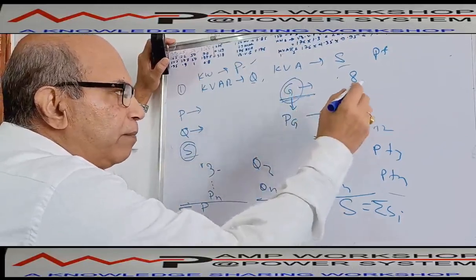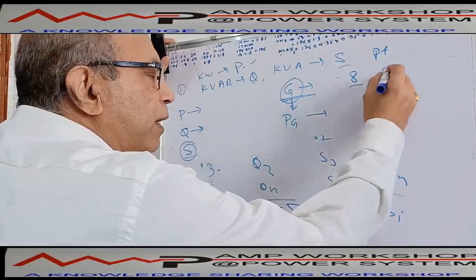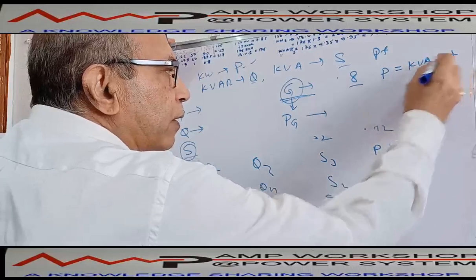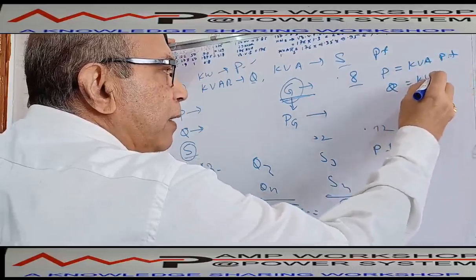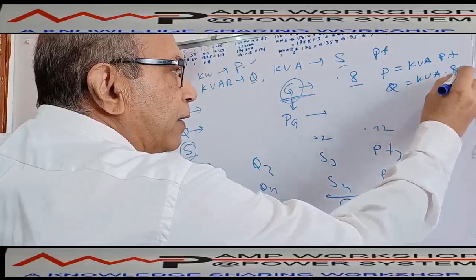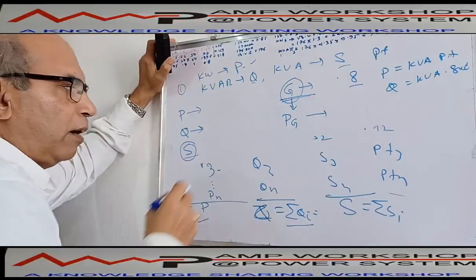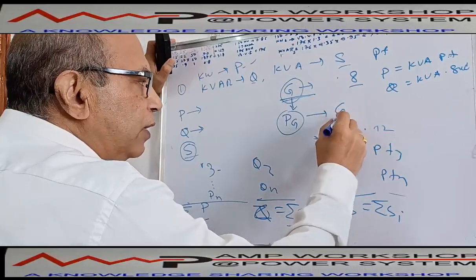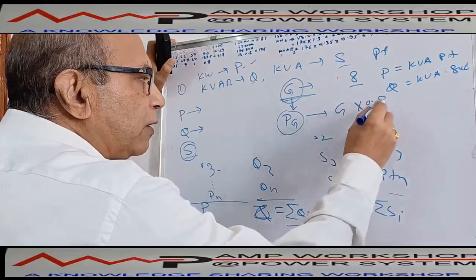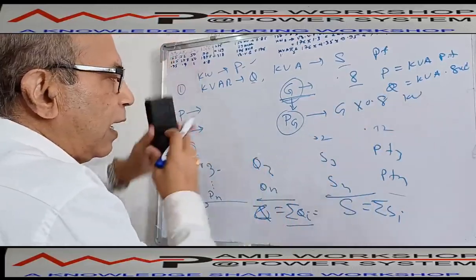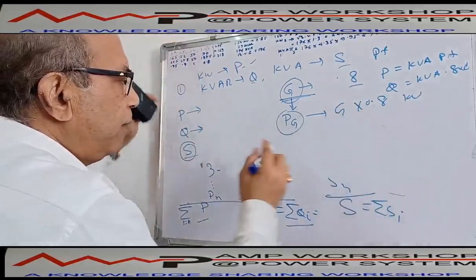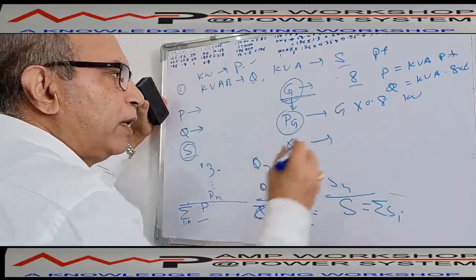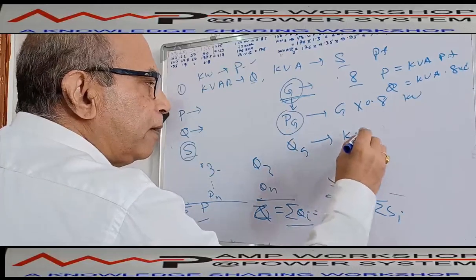That is, we know the kVA and the power factor. The active power P is equal to kVA into power factor, and the reactive power is equal to kVA into sin phi. This we know. Now the generator's active power PG is equal to kVA of the generator G into 0.8, this is the kilowatt it can produce. And how much kVAr can it produce? QG, the generator kVAr capacity, is equal to kVA into sin phi.